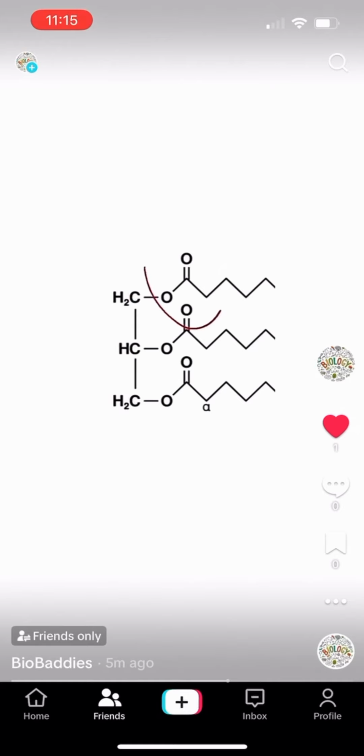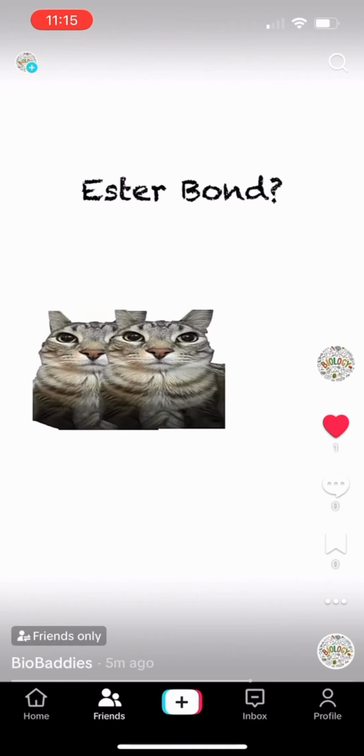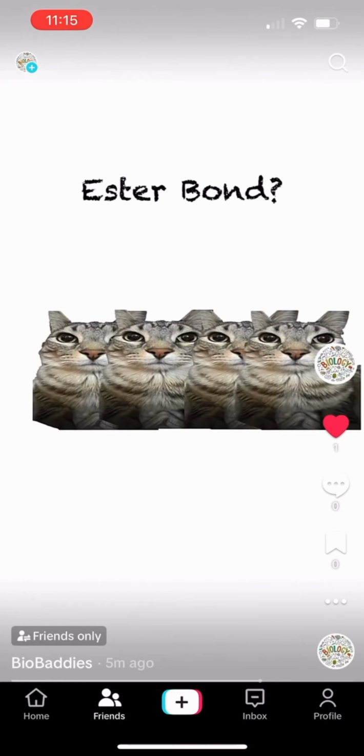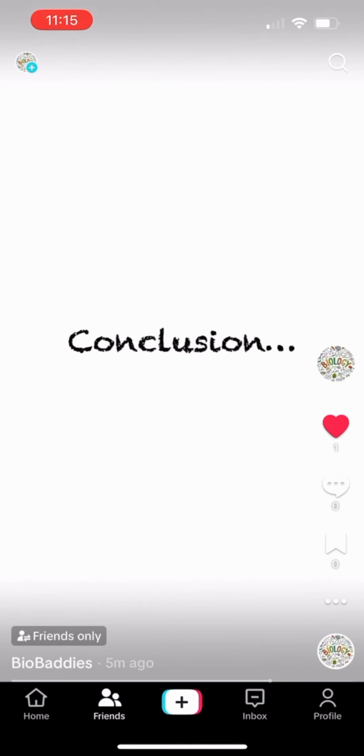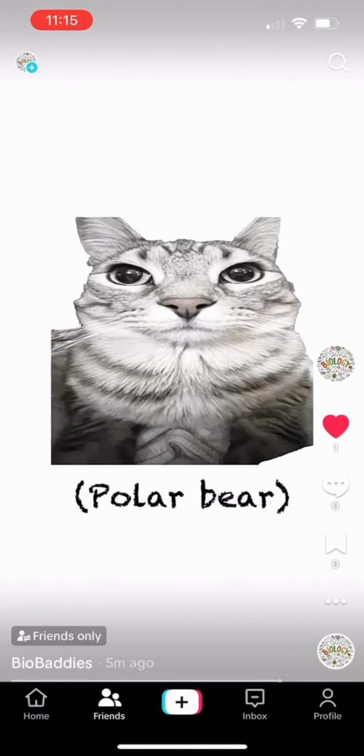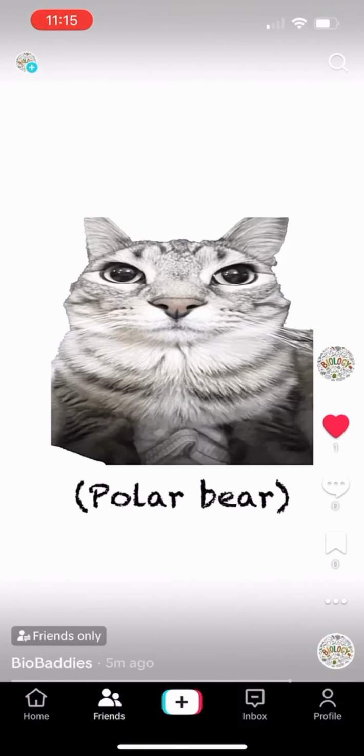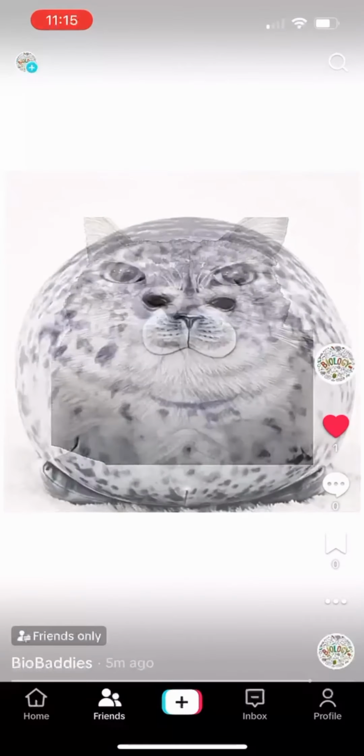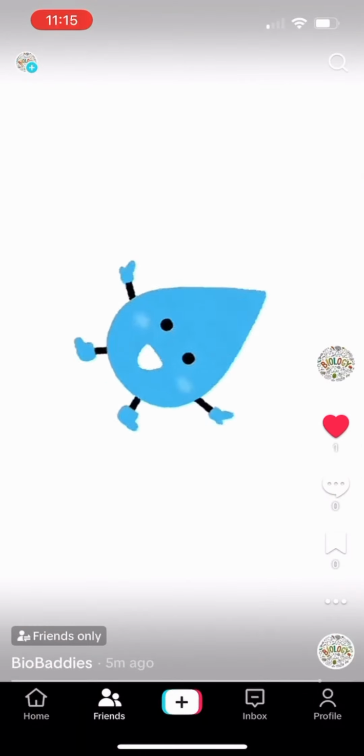The bond that forms between the fatty acid and glycerol is called an ester bond. You can think of this as a molecular handshake that keeps them tightly connected. Triglycerides are really helpful for animals, especially for energy storage, or for insulation, like blubber in animals like seals. Well, that's it for now.